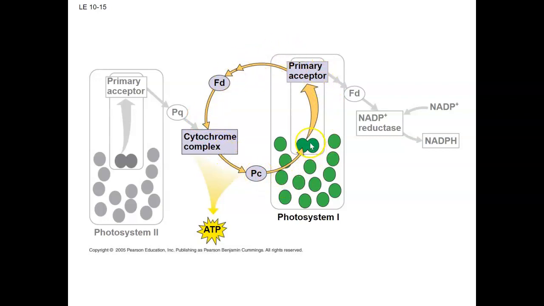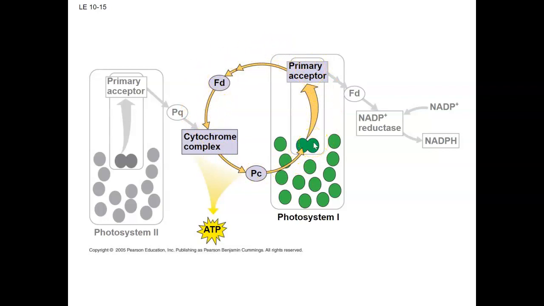Once it gets back here, it will once again try to go non-cyclic. If it can, it will. If it cannot, cycle back. The preferred pathway is always non-cyclic because you make more energy. You make NADPHs and ATPs, but we don't want to get a blockage of the chain, so it needs to be able to have an alternative pathway to keep moving.